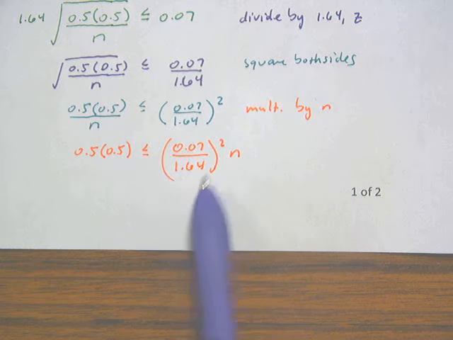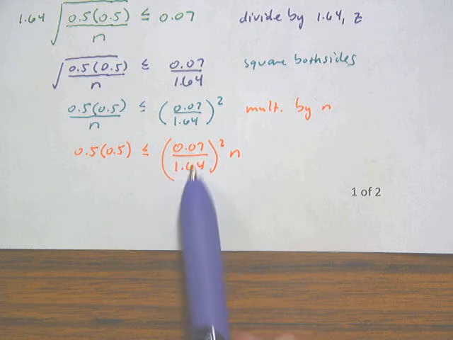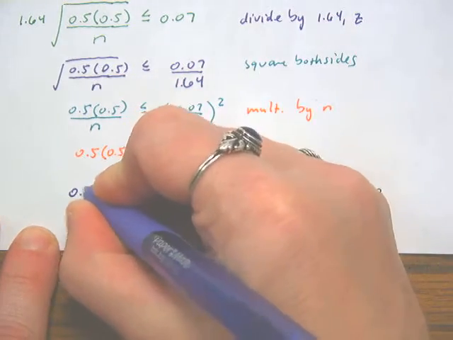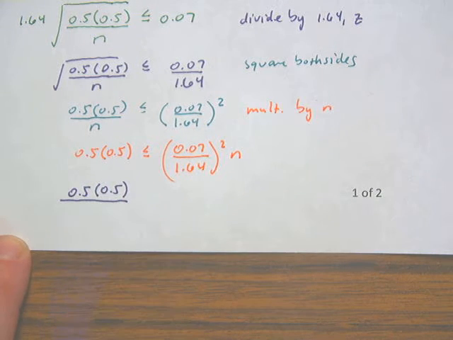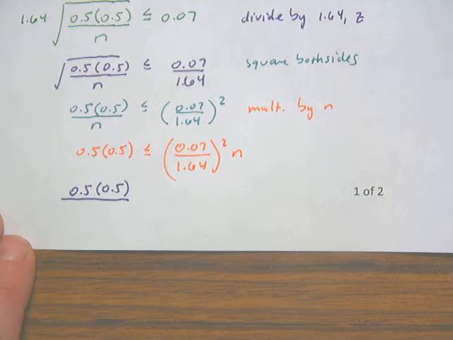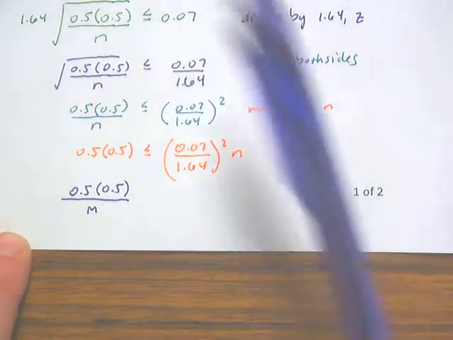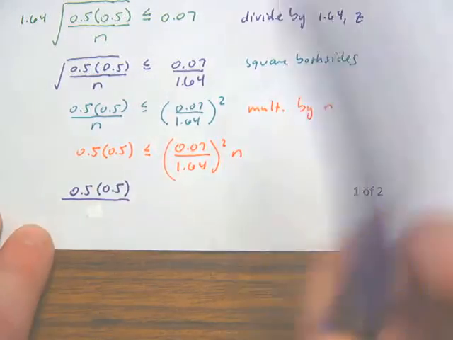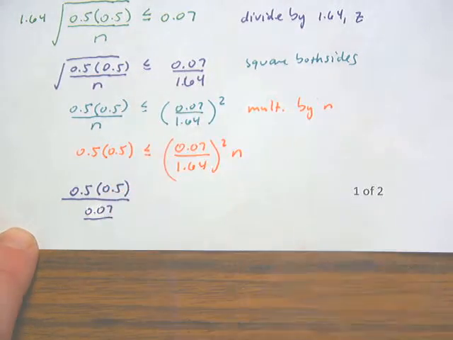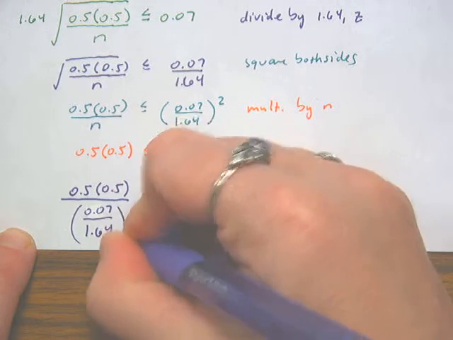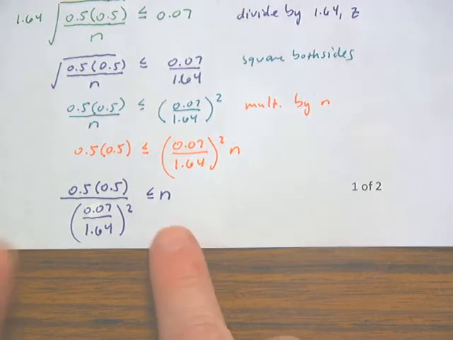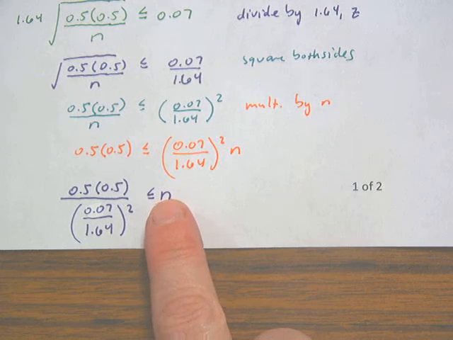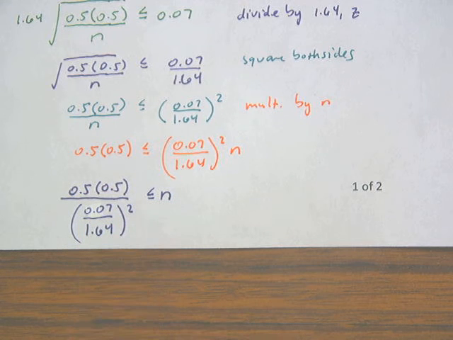N is being multiplied by a blob. How do you get rid of multiply? You divide. So we're going to divide by that blob, that fraction that's being squared. So here's what we end up with that we can finally put in the calculator. We've got p hat times 1 minus p hat, and we're going to divide that by the margin of error, which is 0.07, over the z value, 1.64, squared. That will tell you your sample size needs to be larger than or equal to whatever your calculator tells you.